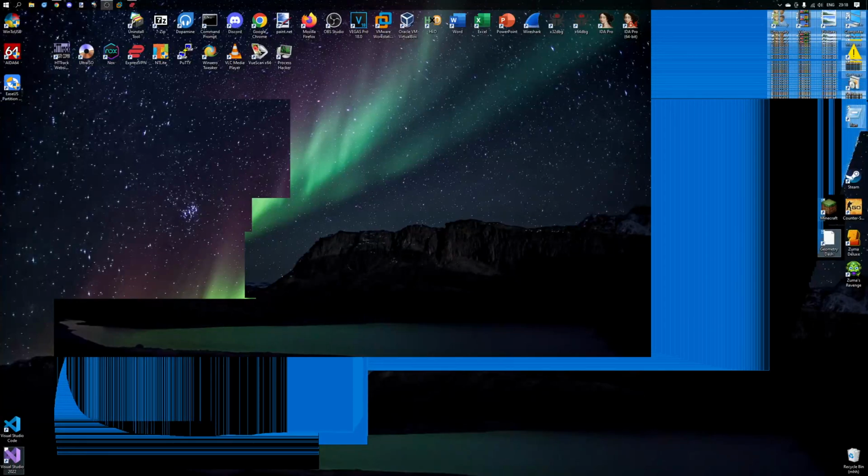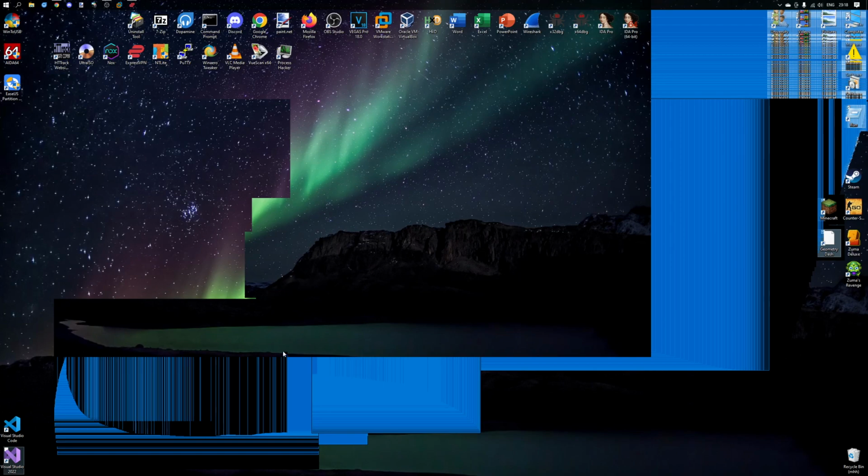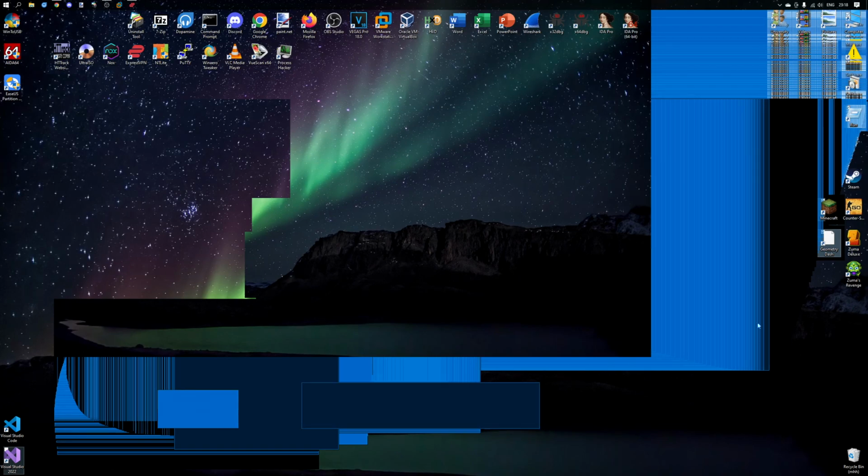Alright, so I have a dual monitor setup and the wallpaper somehow glitched out. I'm not exactly sure how, but now whenever I'm outside the resolution of my secondary monitor, it just breaks. This is 1920 by 1080 and this entire thing is 2560 by 1440.